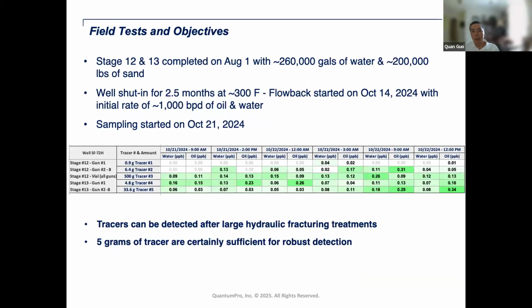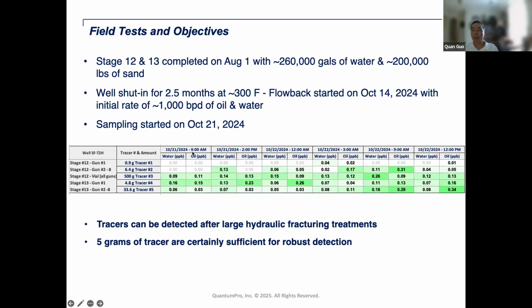So this slide shows the tracer recovery results in parts per billion, after this much of water and sand injection per stage, after the well was shut in for 2.5 months at 300 degrees Fahrenheit, because these 2 stages were completed on August 1, and the well wasn't turned back for production until October 14. We got our sample.